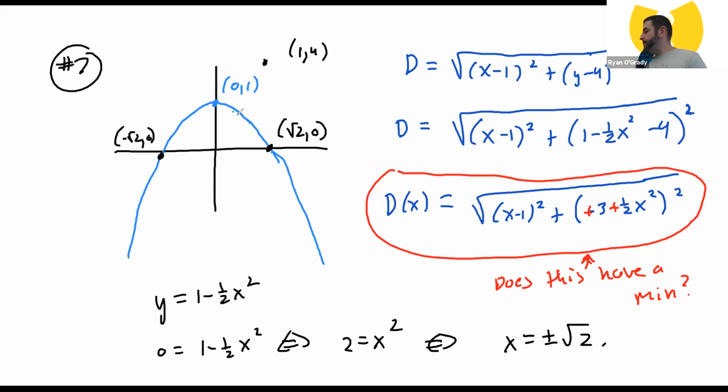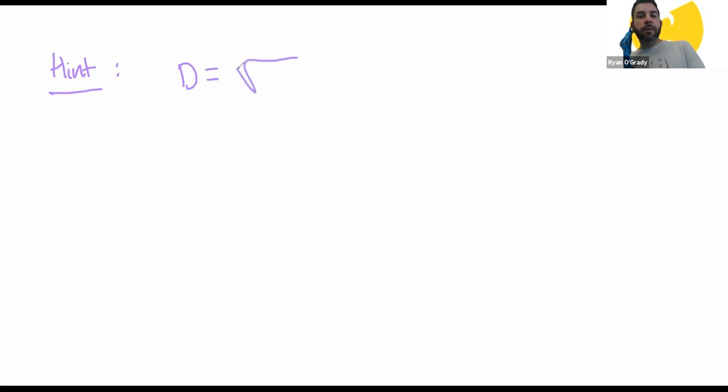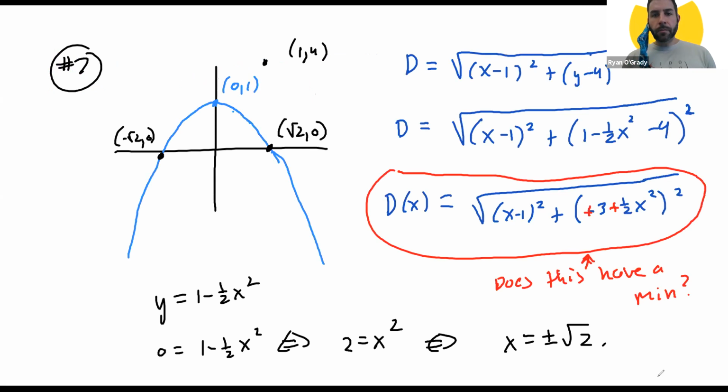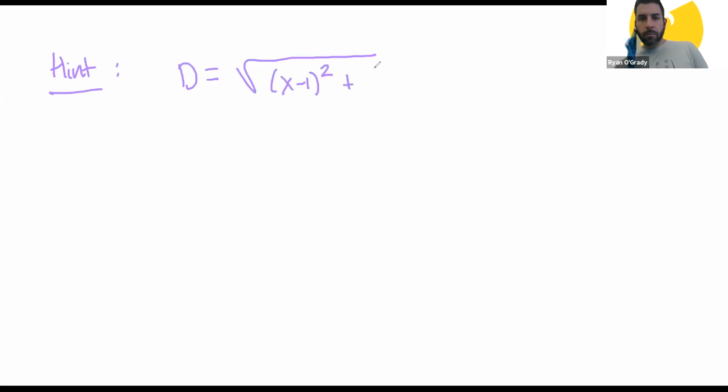There's another little secret. I didn't mention this, but it could help you with problem 6 and problem 7. So let me give you a little hint that might help. Hint. And you should think about why this is true. If I write d is equal to this. So what was it? It was x minus 1 squared. I already forgot what it was. What? 3 plus 1/2 x squared. This, as you guys know, if I square both sides, is the same thing as this.